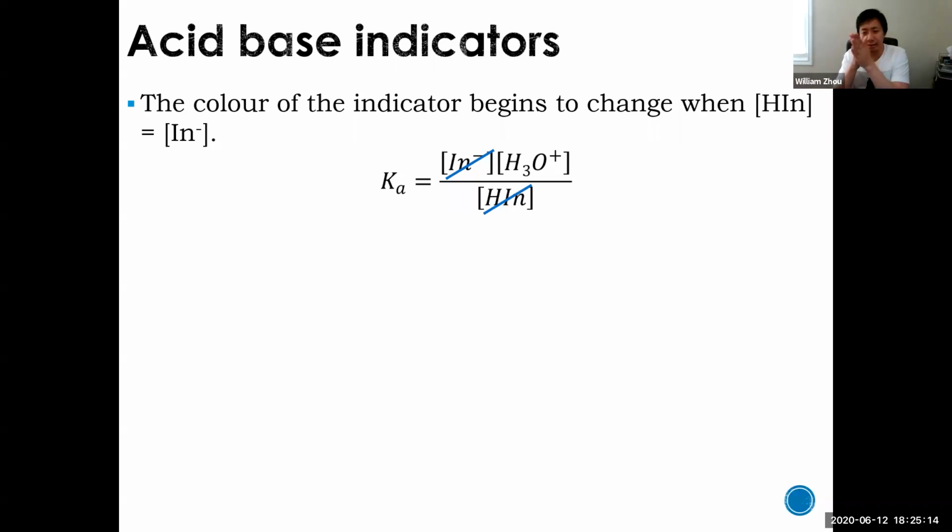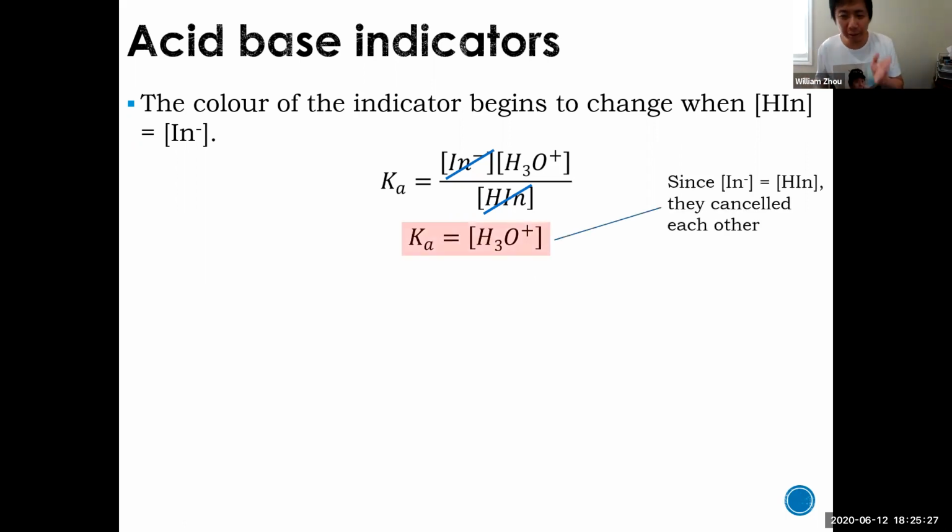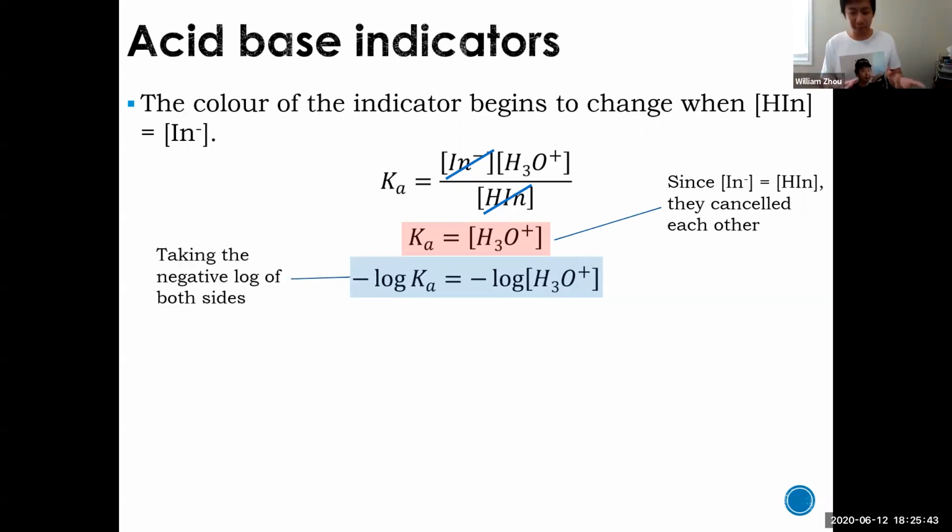When the acid is equal to the base, they will cancel in the Ka expression. You see what I mean? They cancel because they're equal. Only works if they're equal. All right, so Ka equals hydronium at the pH that it changes color. If you take the negative log of both sides of this, you have negative log of Ka equals negative log of hydronium. But wait, what is negative log of hydronium? That's the pH.